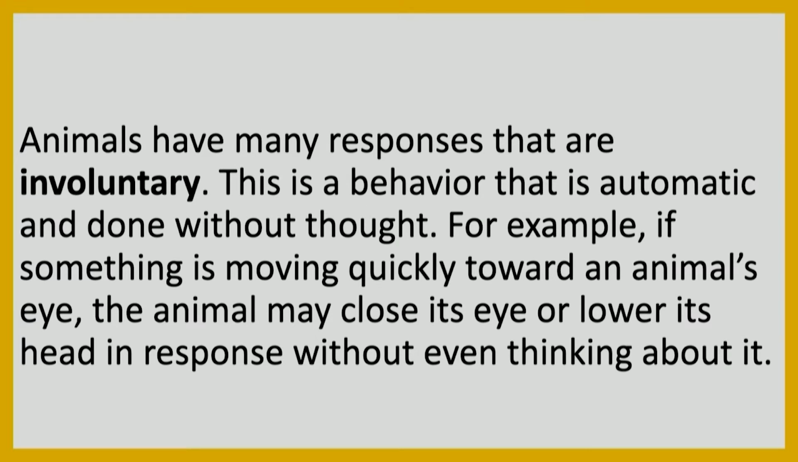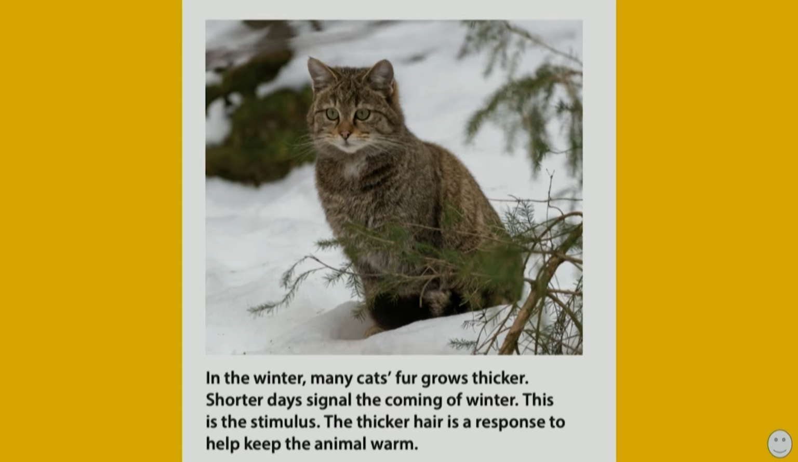Animals have many responses that are involuntary. This is a behavior that is automatic and done without thought. For example, if something is moving quickly towards an animal's eye, the animal may close its eye or lower its head in response without even thinking about it. Let's look at this example of a cat in the winter.